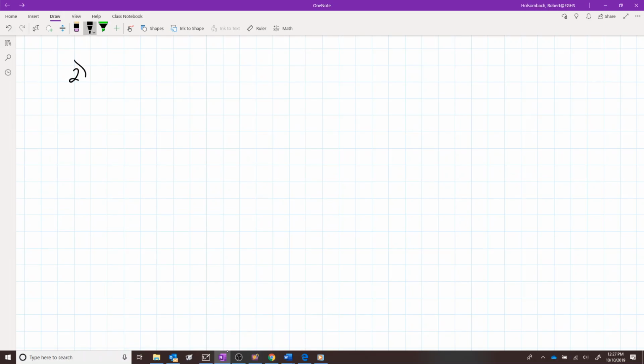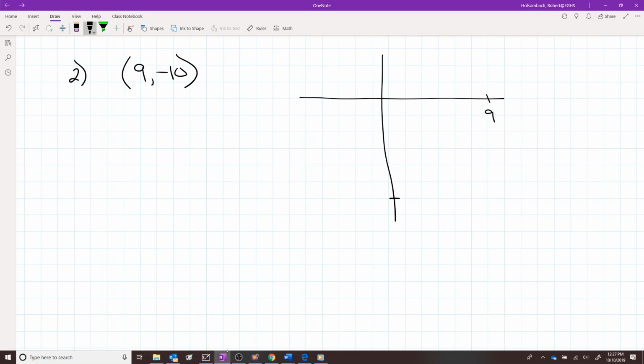Number 2 asks for write the equation for the horizontal line that contains 9, negative 10. A horizontal line that goes through 9, negative 10 would look like this on a graph. Here's your 9, negative 10. Horizontal lines are y equals lines, so this equation would be y equals negative 10.